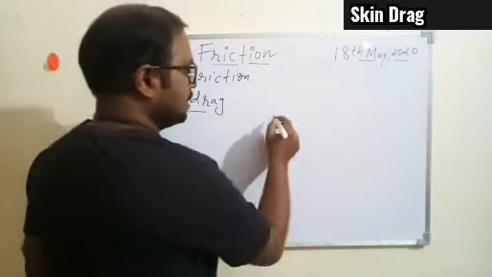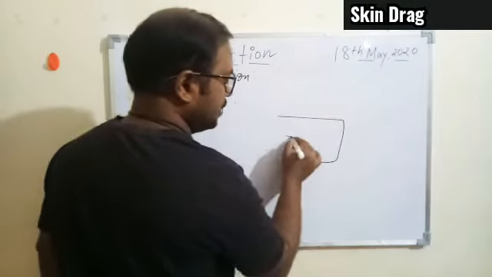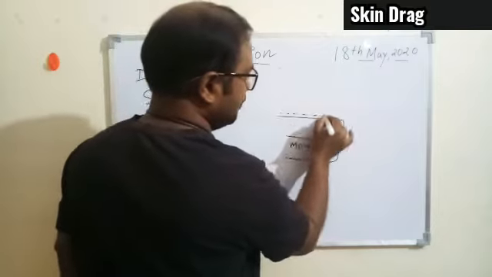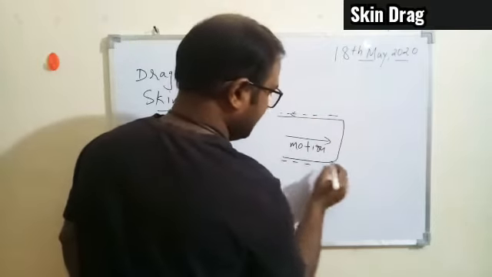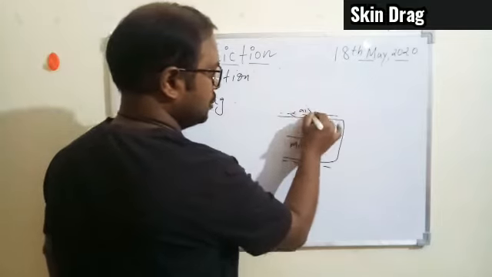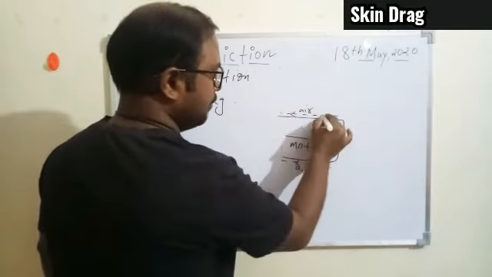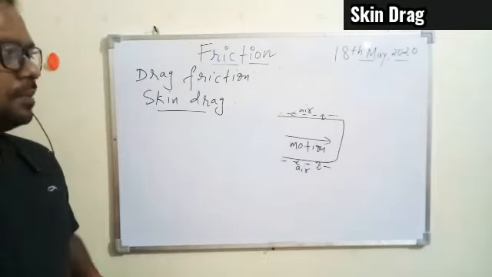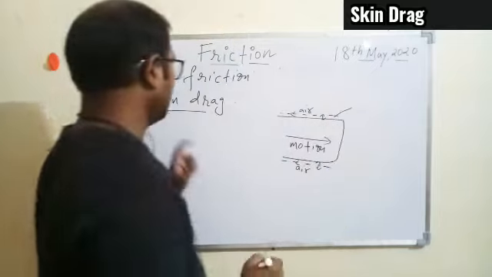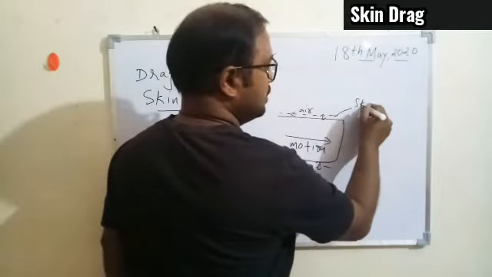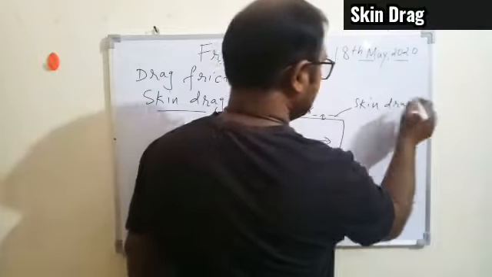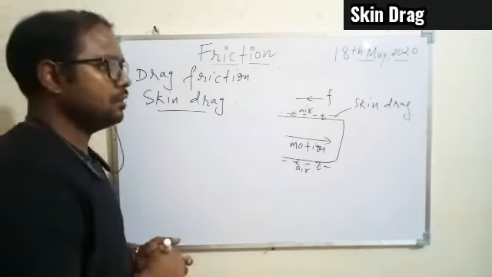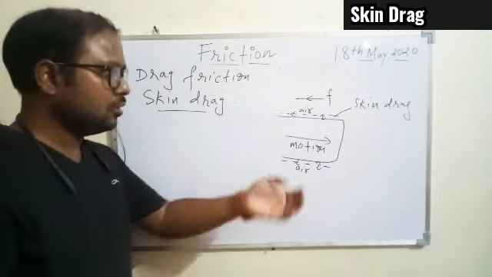So the concept is the same. If you draw the object again, it is in motion in one direction, so the air molecules will pass along the surface. I am showing you air molecules. Between this air molecule and the object, the friction will take place, and this friction is given the name skin drag. Skin drag is also in the direction opposite to the motion, and it will always try to oppose the motion of the object.